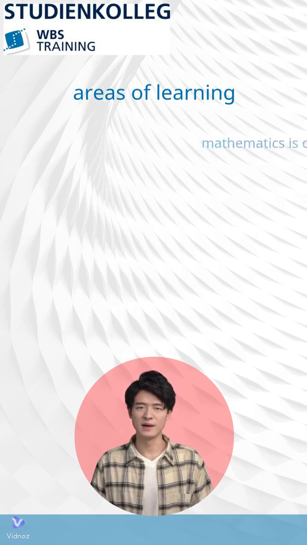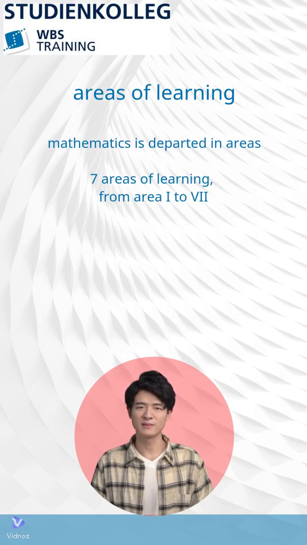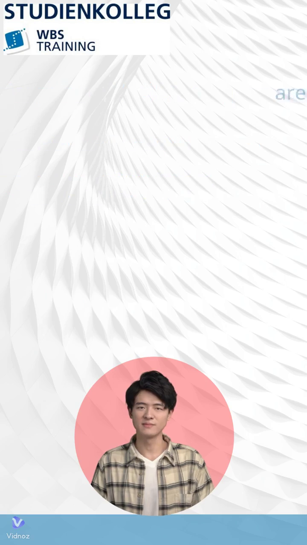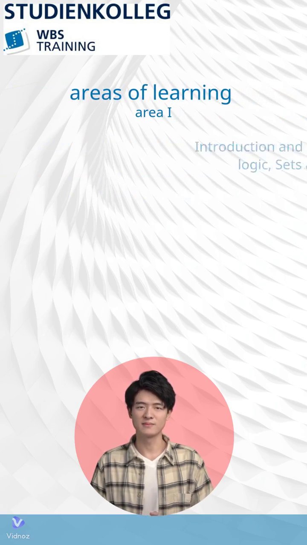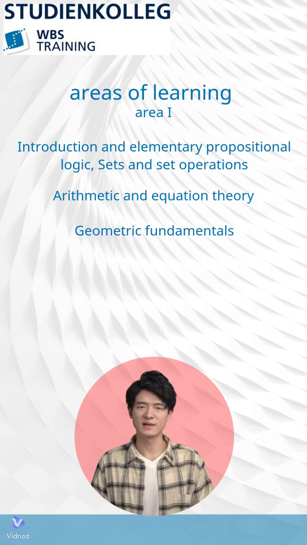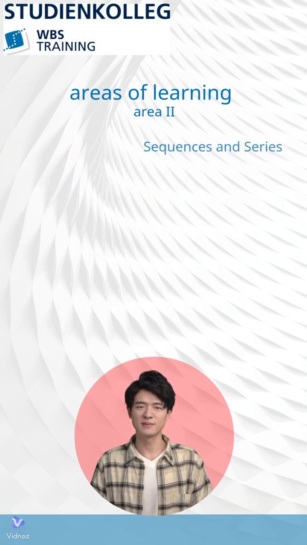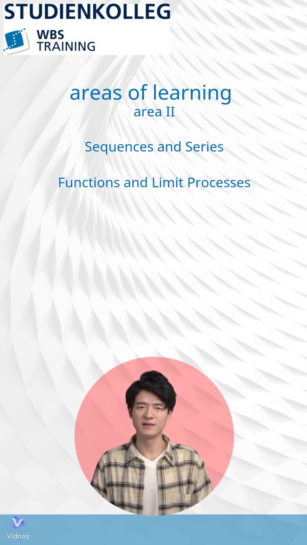The T course in mathematics is divided in areas. There are 7 areas of learning, from area 1 to 7. Area 1 comprises the introduction and elementary propositional logic, sets and set operations, and the arithmetic and equation theory, and the geometric fundamentals. Area 2 of mathematics includes the sequences and series, and the functions and limit processes.